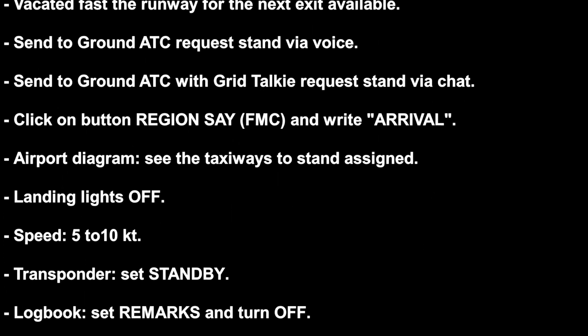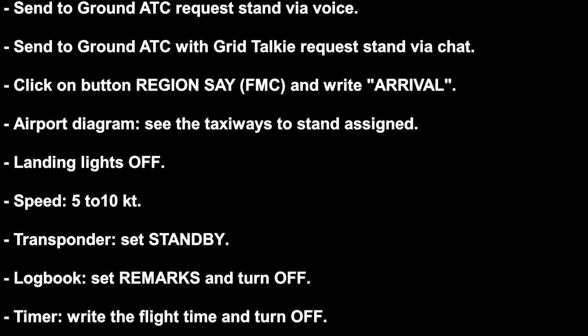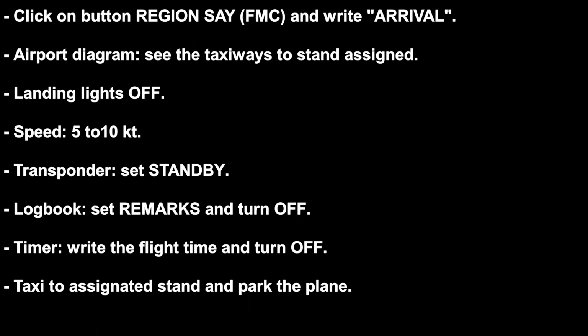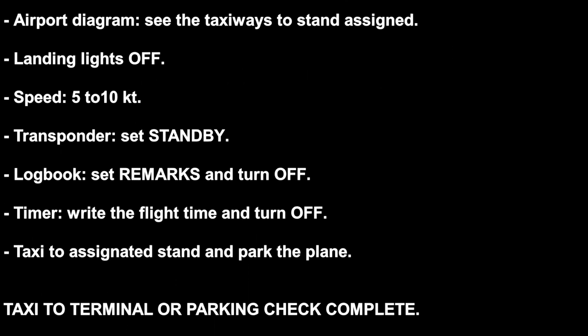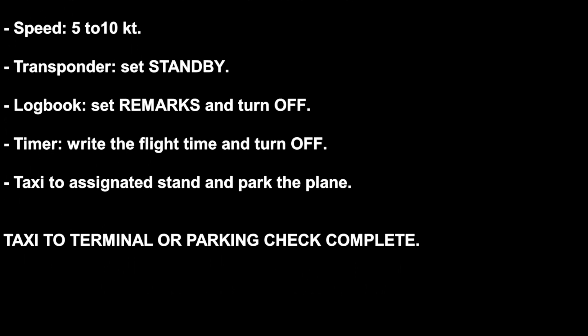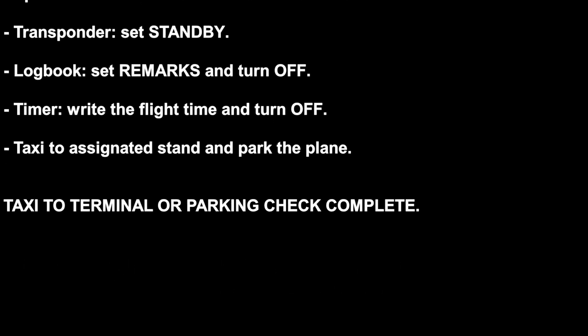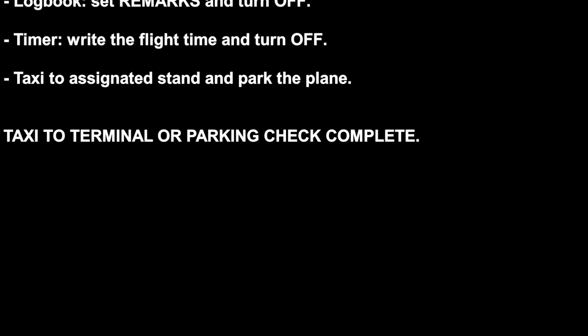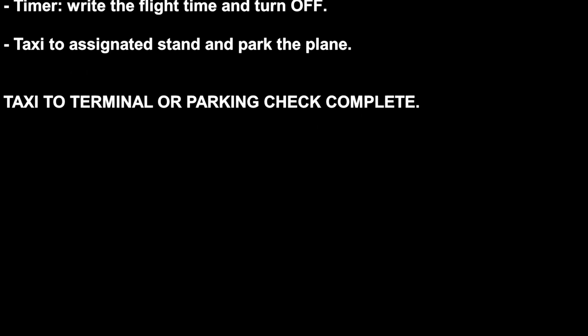Airport diagram, see the taxiways to stand assigned. Landing lights off. Speed, 5 to 10 kT. Transponder, set standby. Logbook, set remarks and turn off. Timer, write the flight time and turn off. Taxi to a stand and park the plane. Taxi to terminal or parking check complete.